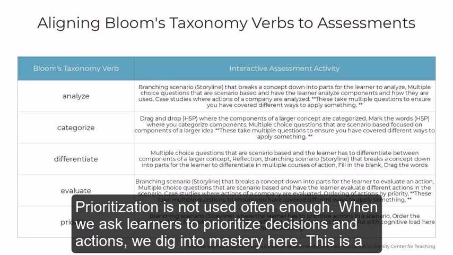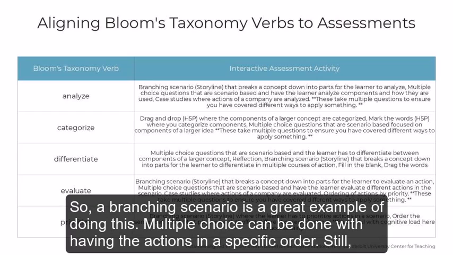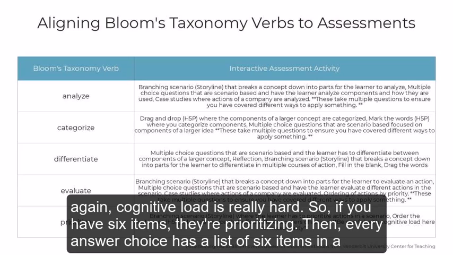Prioritization is not used often enough. When we ask learners to prioritize decisions and actions, we dig into mastery here. This is a great objective because it will pull so heavily into mastery. After all, learners are going to have to stop and think about every aspect of it. So a branching scenario is a great example of doing this. Multiple choice can be done with having the actions in a specific order. Still, again, cognitive load is really hard.